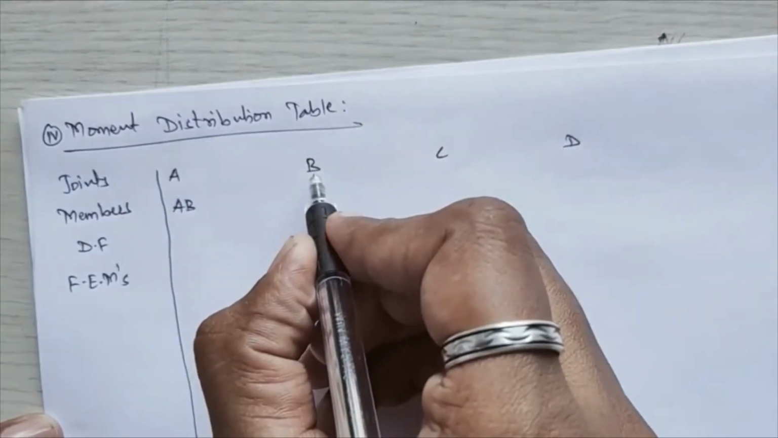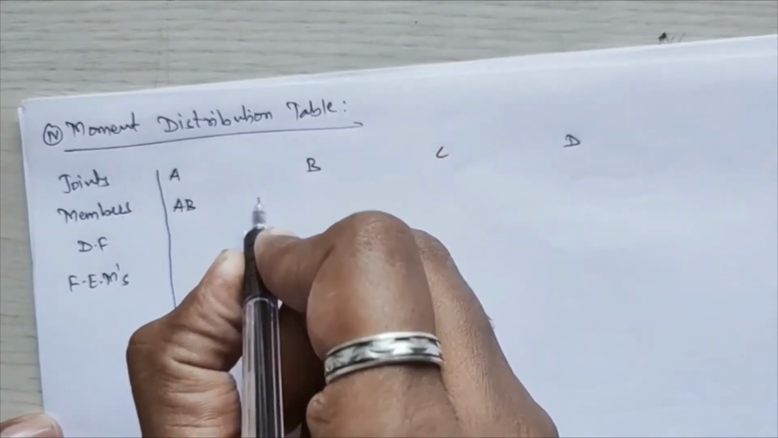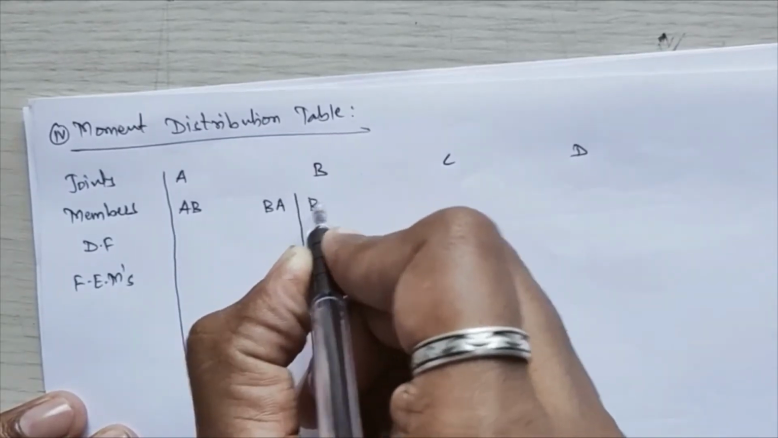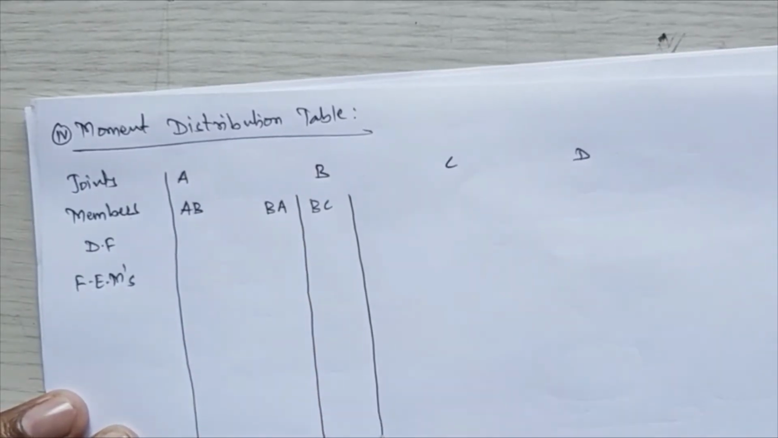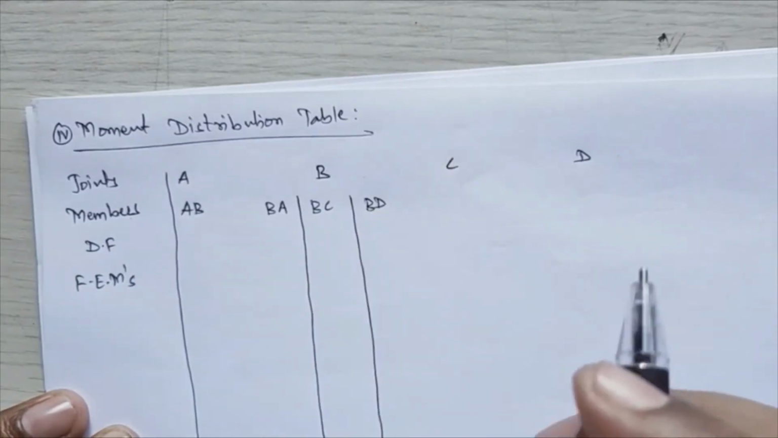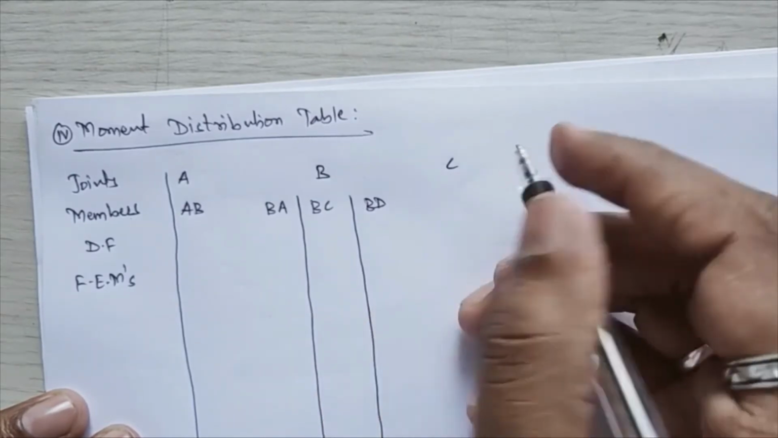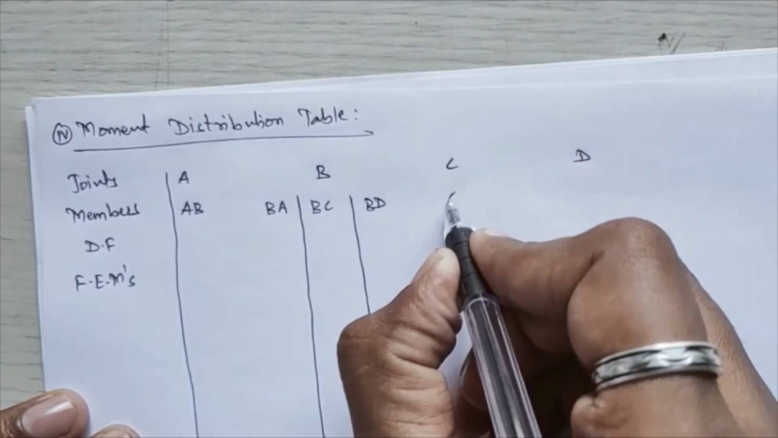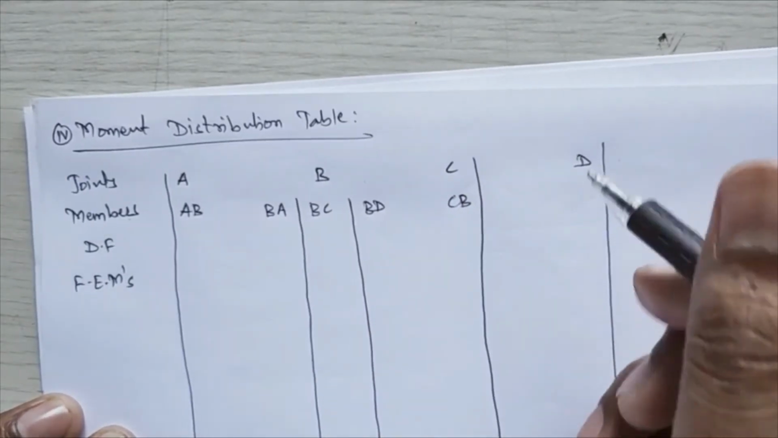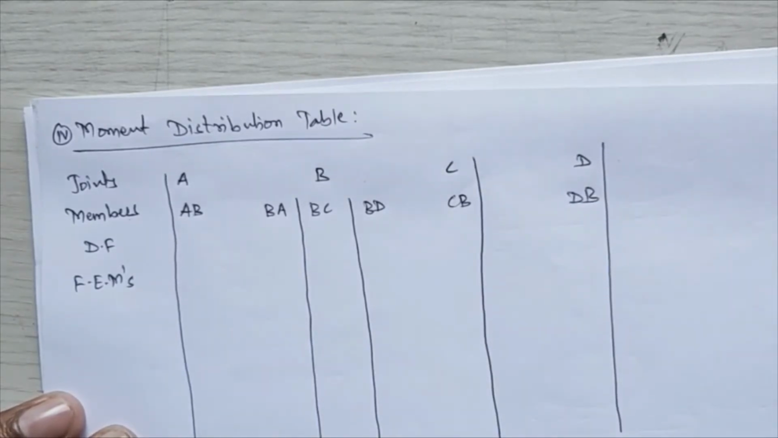Now members meeting joint B, we are having 3 members over there. So first we will write the first member, that is BA, second member BC, and the next member is BD. Okay, now after this, at joint C you are having only one member again, that is CB, and at joint D again one member, that is DB. Okay, so all these members we have written here.